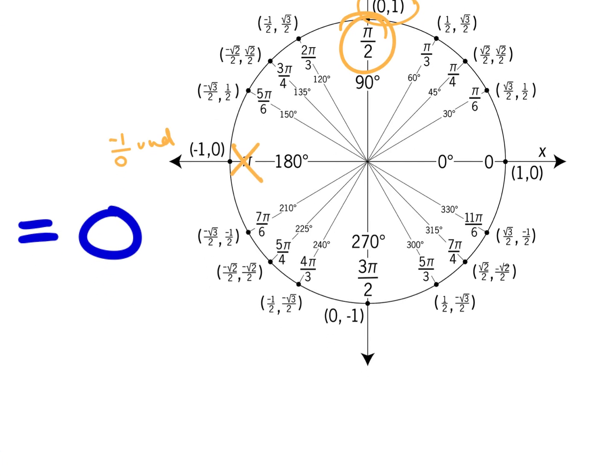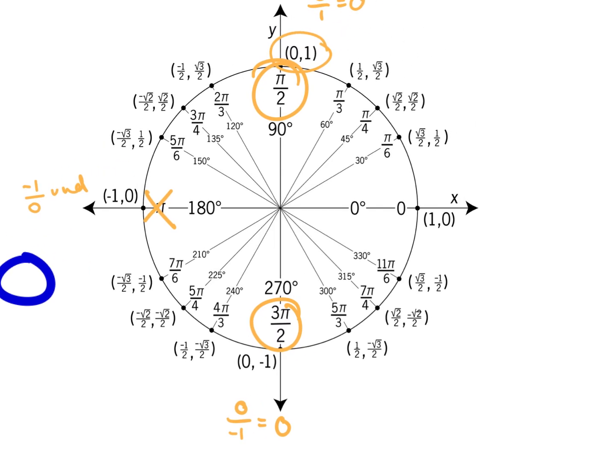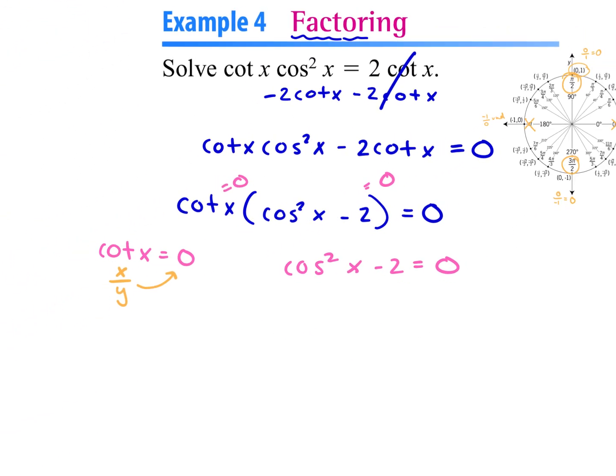Let's check 3 pi over 2. So x over y is 0 over negative 1, which would simplify to what? 0. So 3 pi over 2 works. And then let's just check 0 also, because that's one of our axes. x over y would be 1 over 0. What does this simplify to? Undefined, so it's not 0. So our two answers here for the first part are pi over 2 and 3 pi over 2.